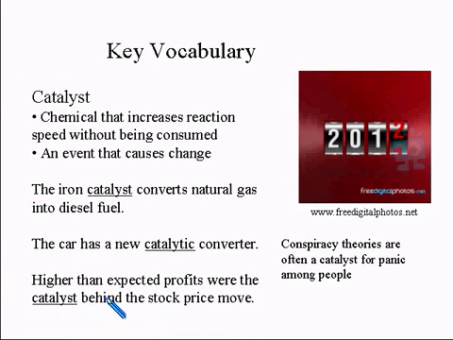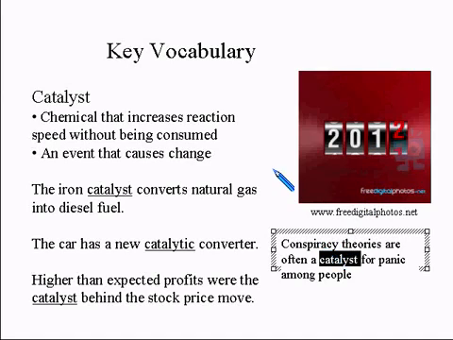That means something caused the stock price to move, or something caused change. It's like in Tunisia when the vegetable seller had his vegetables stolen by the government, and that was the catalyst for a revolution and the falling of the government. So there are 2 ways to use catalyst. For example, conspiracy theories are often a catalyst for panic among people. For example, with 2012, people might be panicking and spending all of their money before 2012 because they think everybody is going to die. That's one way to use the word catalyst.